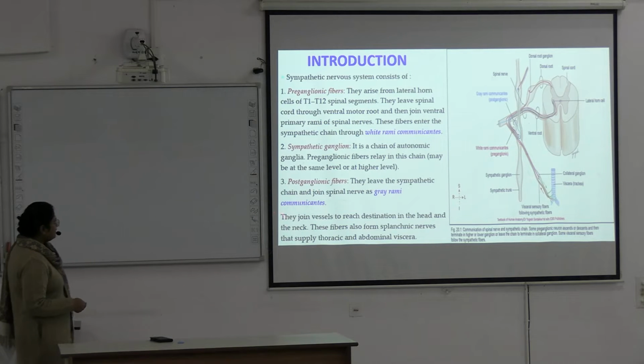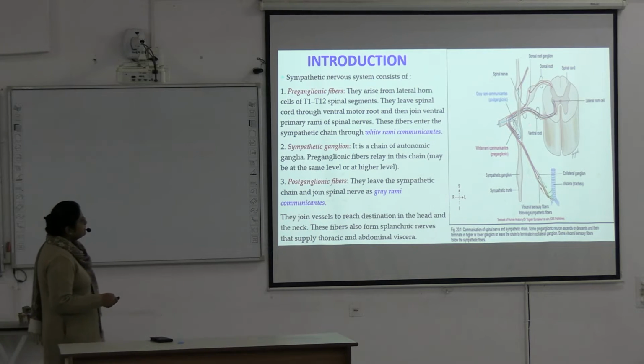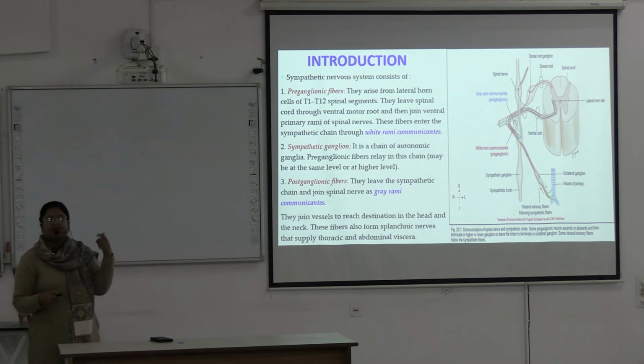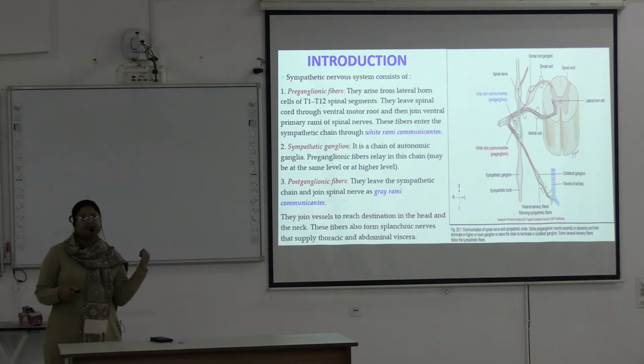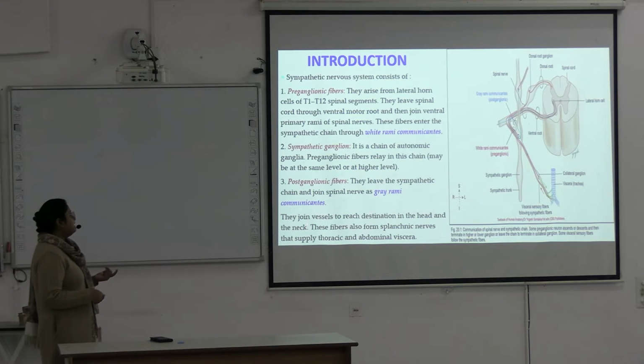Next, they join the vessels. Here from this ganglia, postganglionic fibers are arising, and they are passing through this gray rami communicantes and going through this spinal nerve, and they join the vessels to reach the destination in the head and neck. Around the carotid vessels, the carotid plexus is formed by these sympathetic nerves. They are generally lying around the vessels forming plexuses, and these fibers also form splanchnic nerves that supply the thoracic and abdominal viscera.